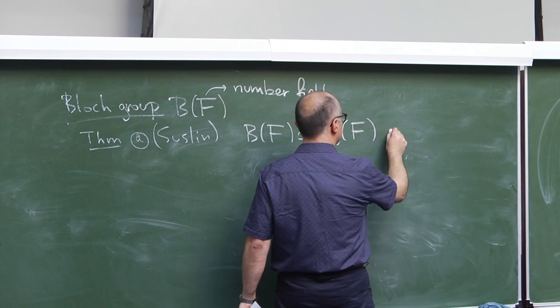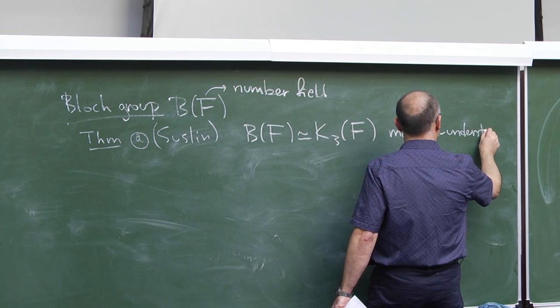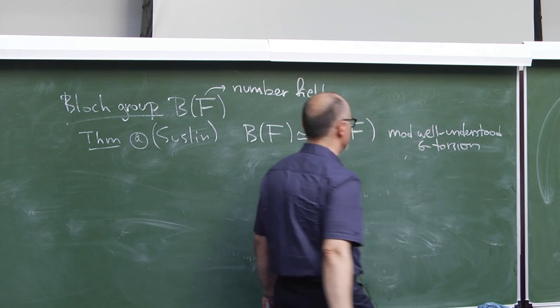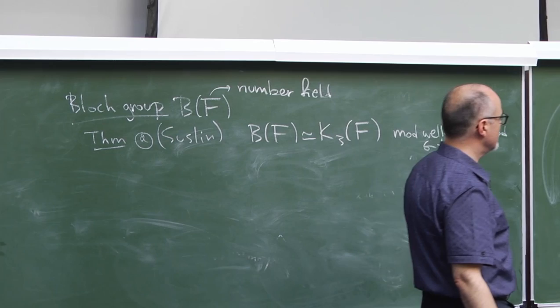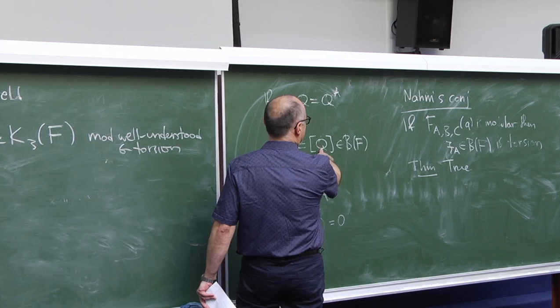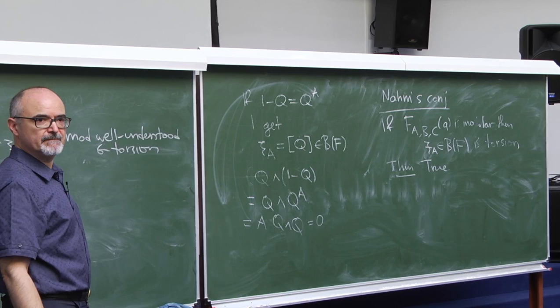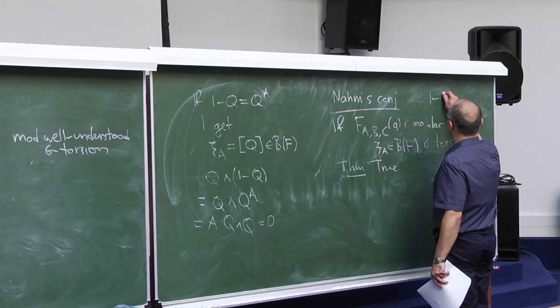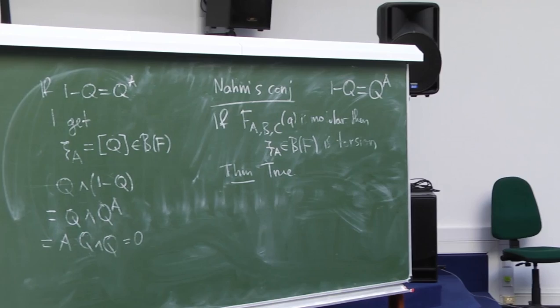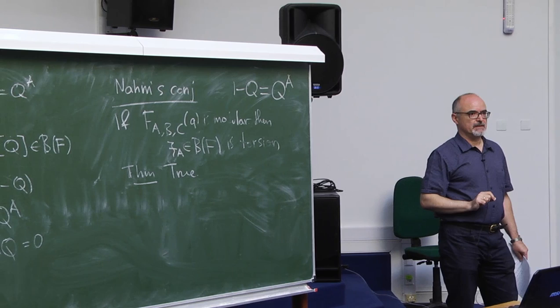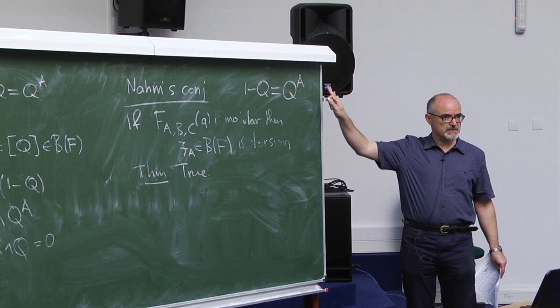Modulo well understood six torsion. I'm not going to bother with the six torsion. This is an algebraic number, it generates a number field. Is well understood a mathematical term? Yeah, it is very well understood. When I give you a polynomial equation like this, and I find a real solution in the interval 0, 1, that is an algebraic number. It defines a well-defined algebraic number, and that number generates a number field.